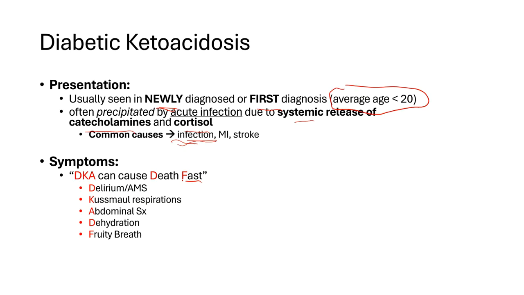We'll also see Kussmaul respirations, which are going to be deep and rapid respirations. Why exactly does this take place? Well, remember, ketones are acidic, so my body activates a buffer system by increasing respirations to try and push out CO2 or carbon dioxide, which is also an acid, to try and help the pH level. You can also see abdominal symptoms such as nausea and vomiting, sometimes abdominal pain.